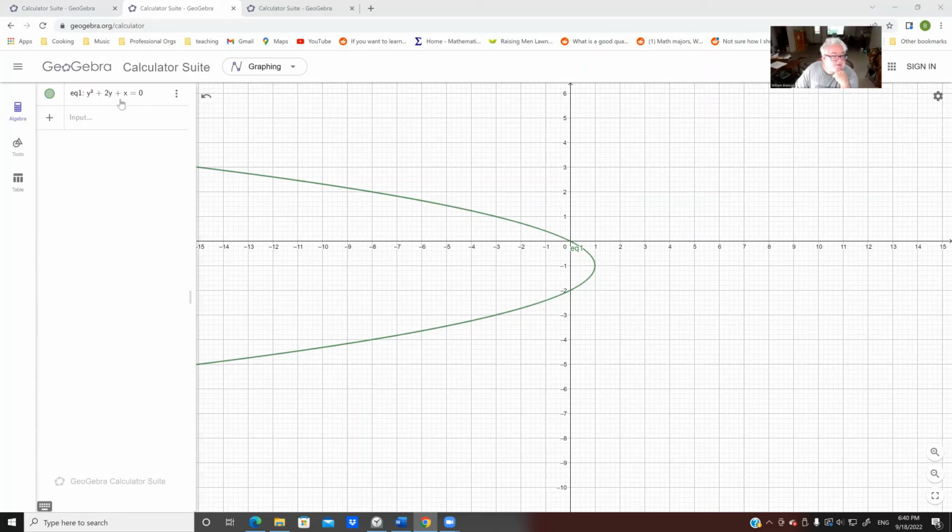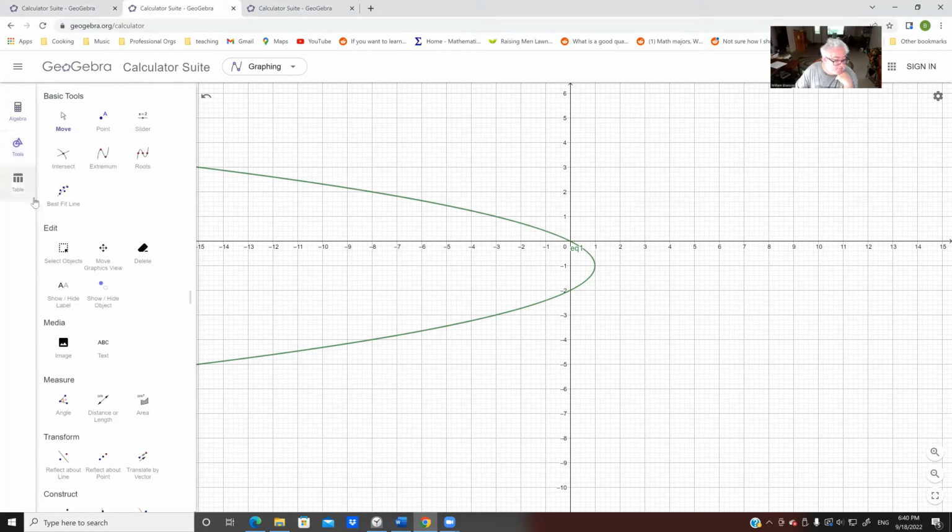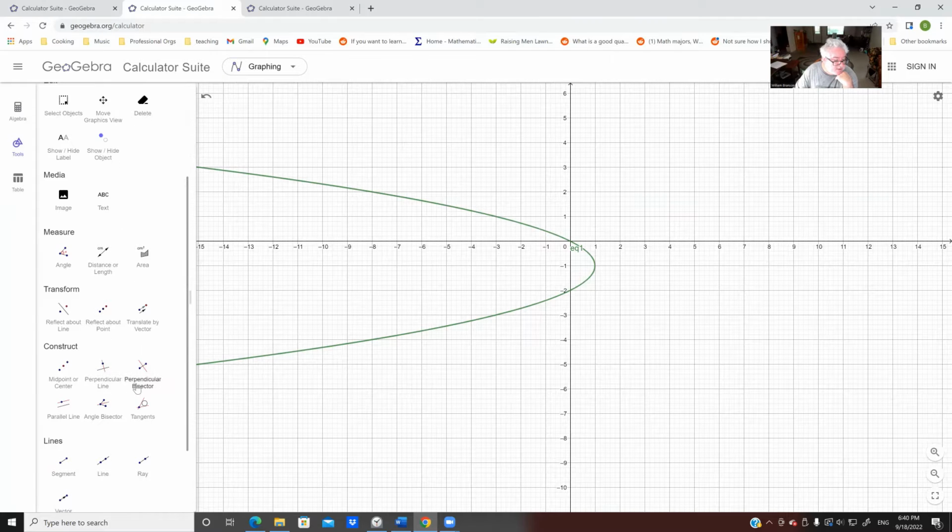So here's y squared plus 2y plus k equals 0. Of course, for GeoGebra, I need an x instead of the k, and it gives me this thing, right? And there's my bifurcation diagram that we drew by hand. We can put in some vectors to indicate which way things were going.